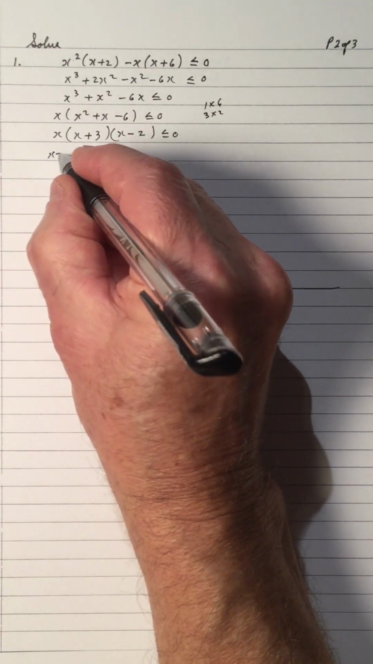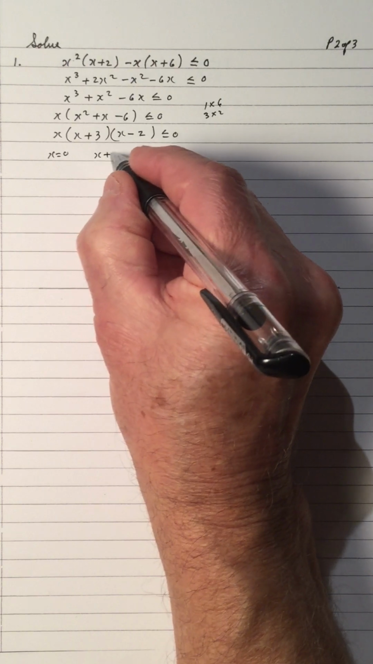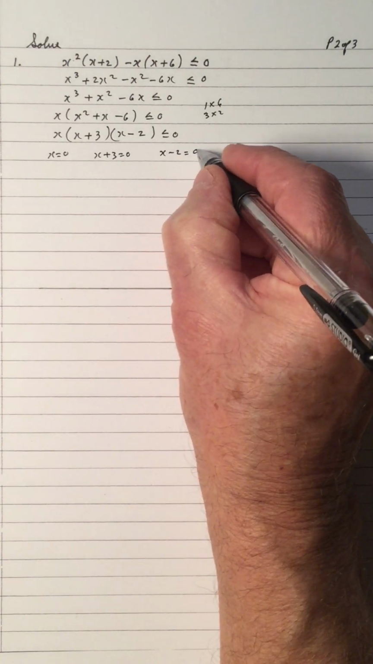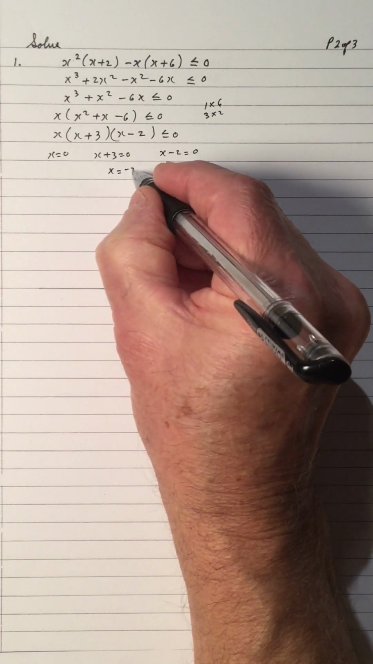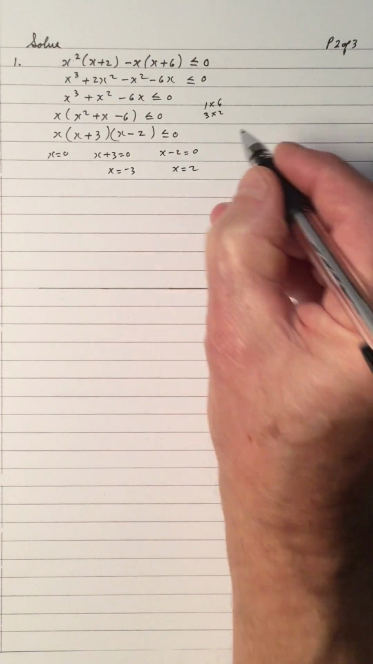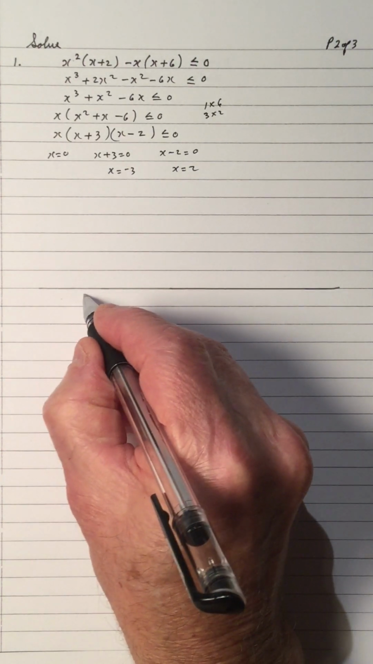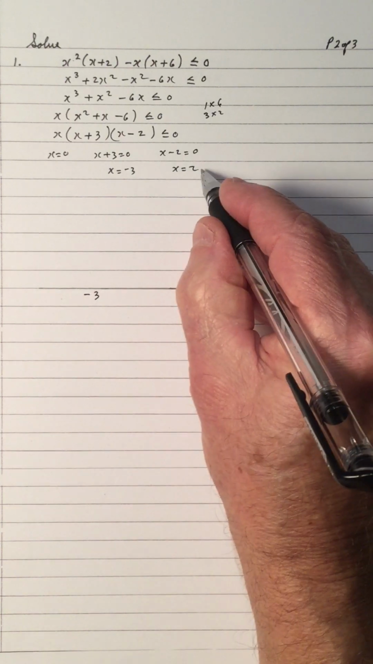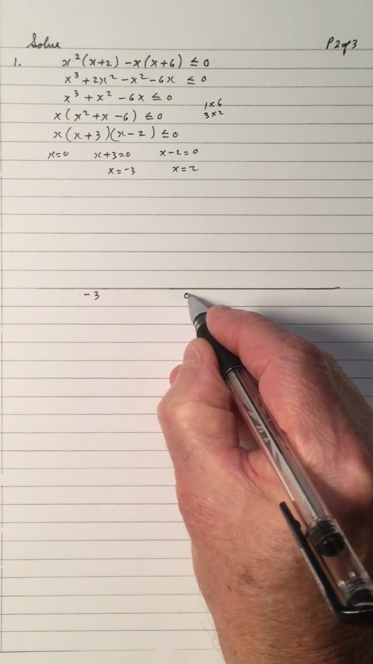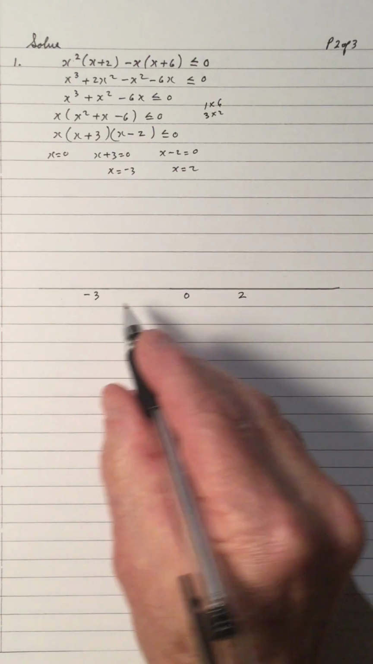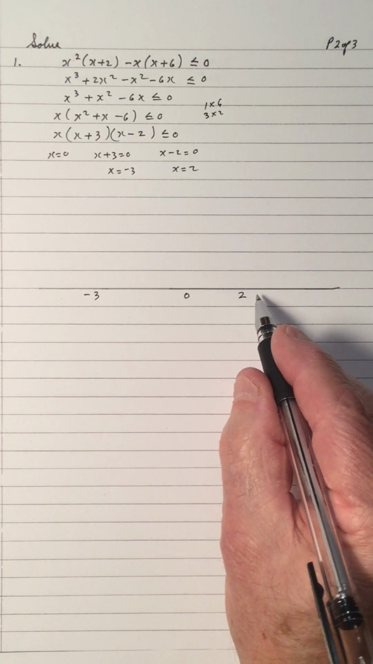So we have x is equal to 0. We have x plus 3 is equal to 0. X minus 2 is equal to 0. So x is negative 3. X is 2. So these are 3 integers on the number line: negative 3, 0, and 2. Not worried about the exact location, as long as they're in the right order.